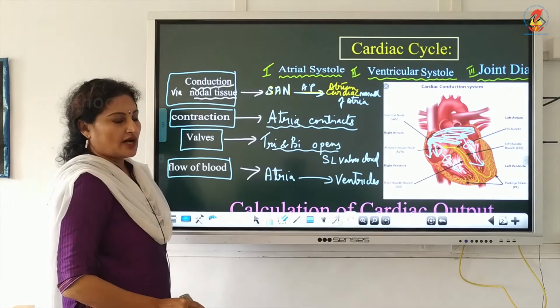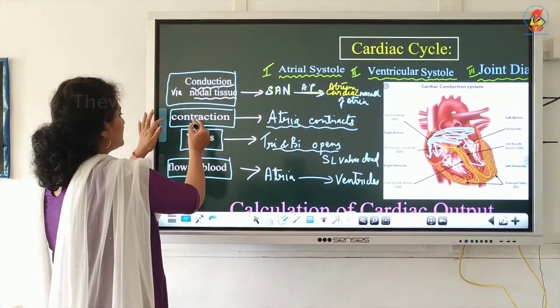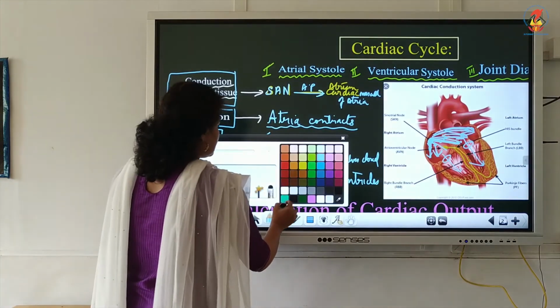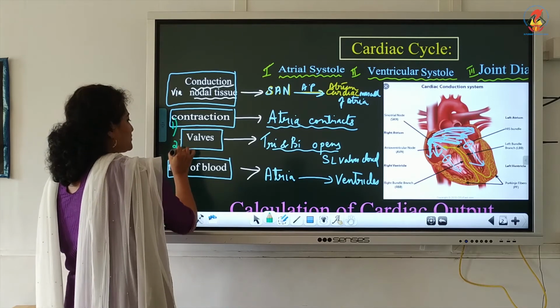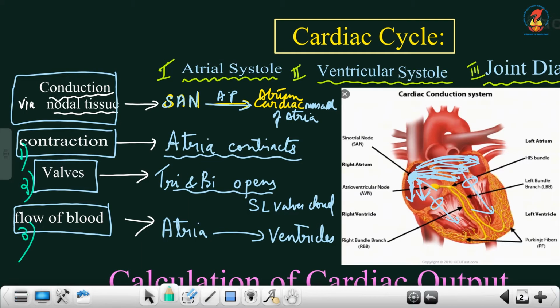Atrial systole. Unlike in 10th standard, we started off with the second point. In 10th standard, what we did was start off with the contraction, then 2 with respect to the valves and 3 with respect to the blood flow. No. In 11th standard, because we have learnt about the nodal tissue and its importance, first you have to start with the nodal tissue. Second is the chamber that is contracting. Third is the status of the valve, and fourth is the flow of blood. So, these 4 points should be incorporated in each phase.